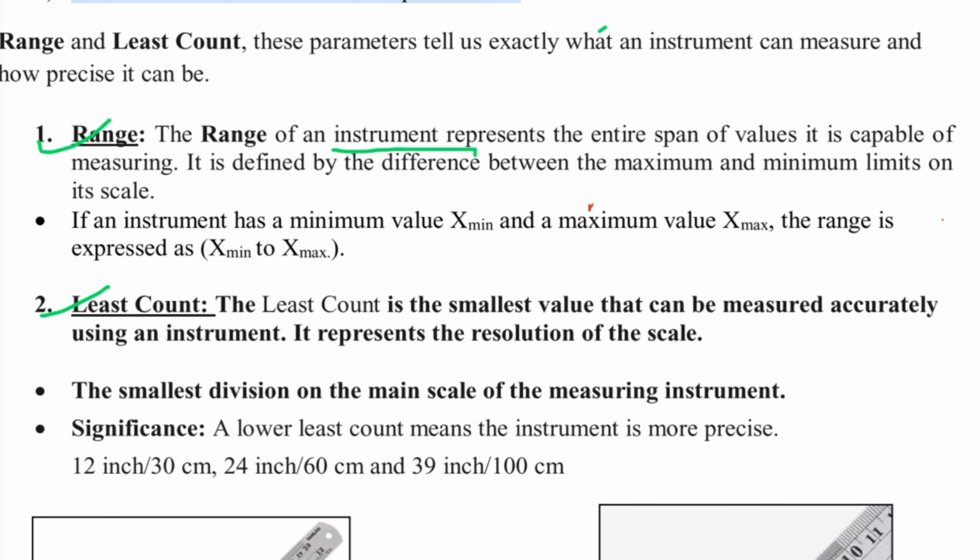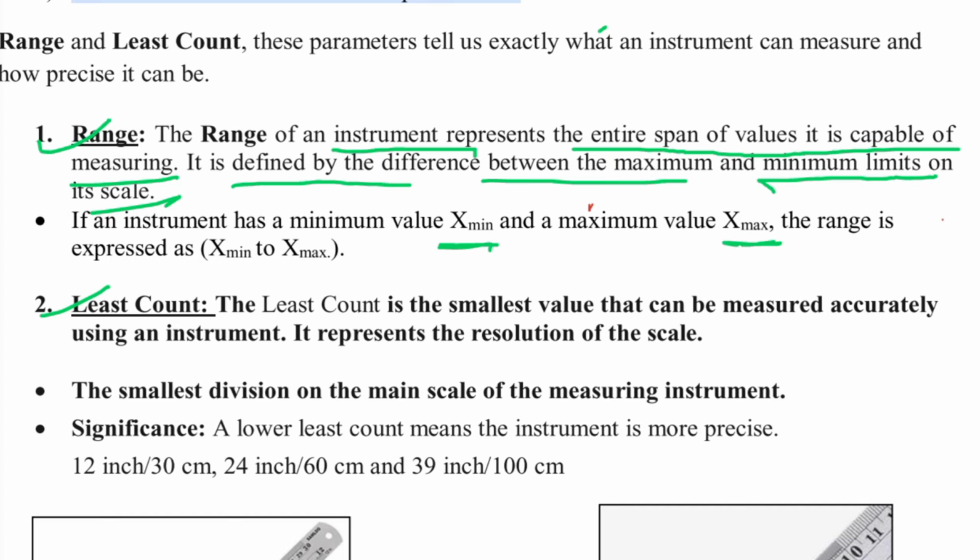The range of an instrument represents the entire span of the values it is capable of measuring. It is defined by the difference between the maximum and minimum limit on the scale, right? For example, if an instrument has a minimum value x minimum and a maximum value x maximum, then the range is expressed as x minimum to x maximum. This is the range, right?